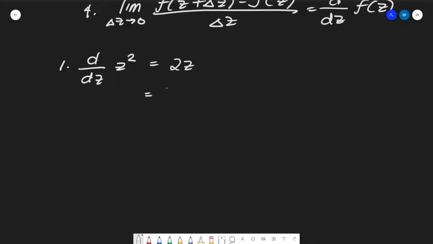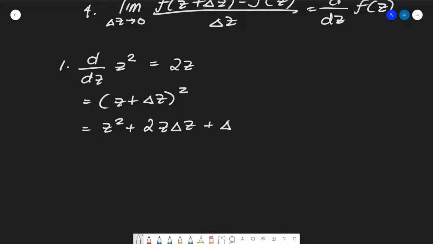We have z plus delta z from z squared, which becomes z plus delta z, squared. And we know this is equivalent to z squared plus 2z delta z plus delta z squared. Then second step, we subtract the original function, which is z squared. So the two z squared terms cancel. Next step, divide by delta z.